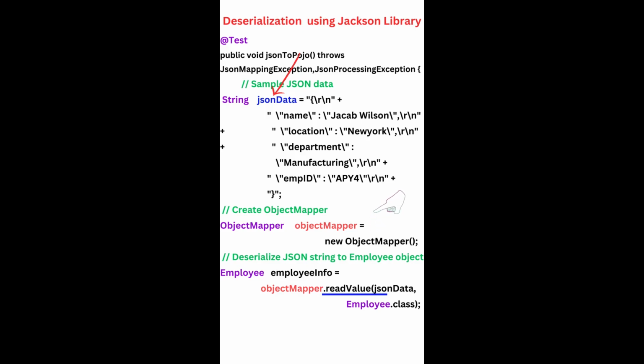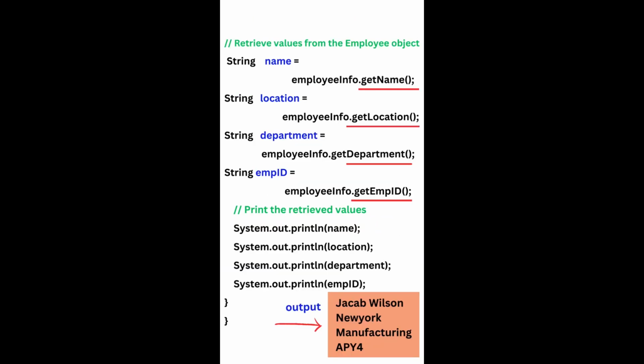In this example, jsonData is the name of the variable, and it is of type String. Then we create an ObjectMapper instance and use the readValue method of ObjectMapper to deserialize the JSON data into an Employee object. Now the JSON data is converted into a Java object. This is deserialization. So we can retrieve and print the attributes like name, location, department, and employeeID using getter methods of the POJO class.